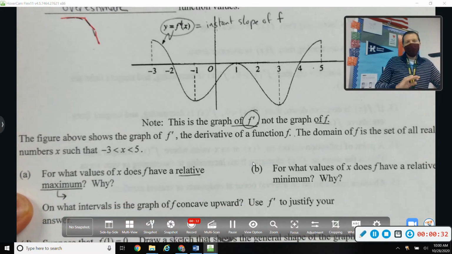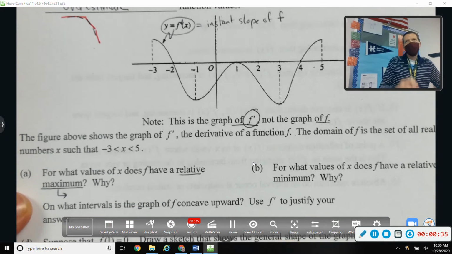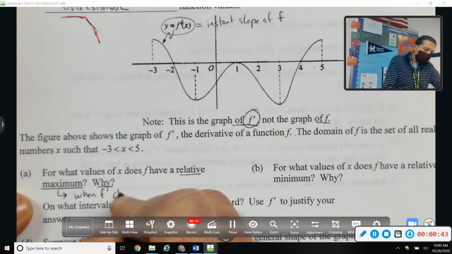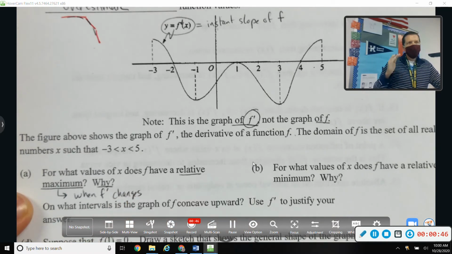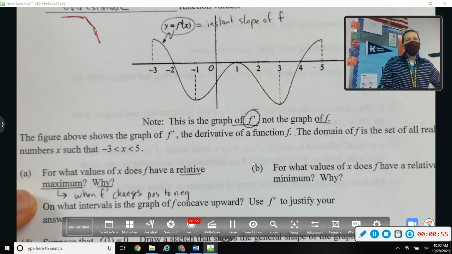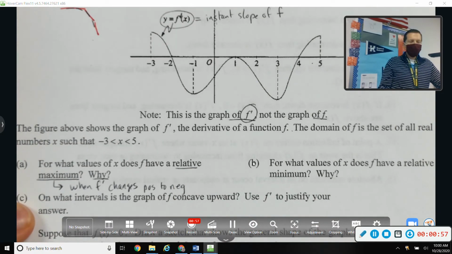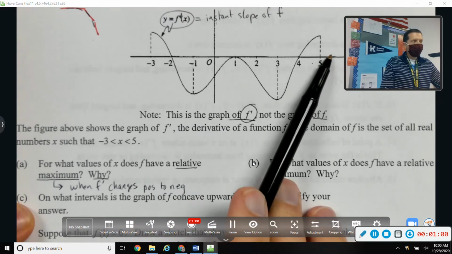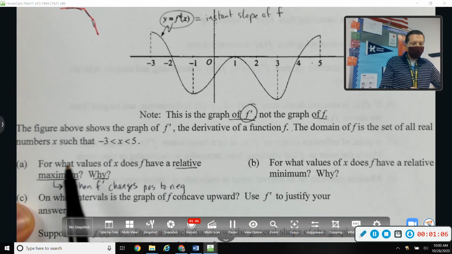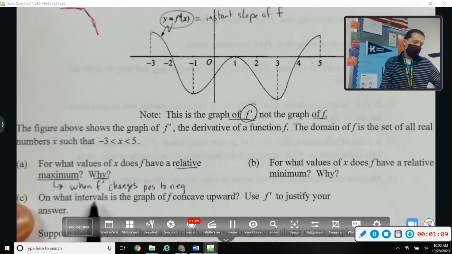Well, forget the graph. Let's just think, a relative maximum happens when f prime, let's answer the y first, I guess. When f prime changes, for maximum, f prime changes positive to negative. Okay, so I do not want the relative maximums of this graph. Right? That's not what it asked for. It doesn't say the relative maximums of f prime. It wants the relative maximums of f. That happens when f prime changes from positive to negative.